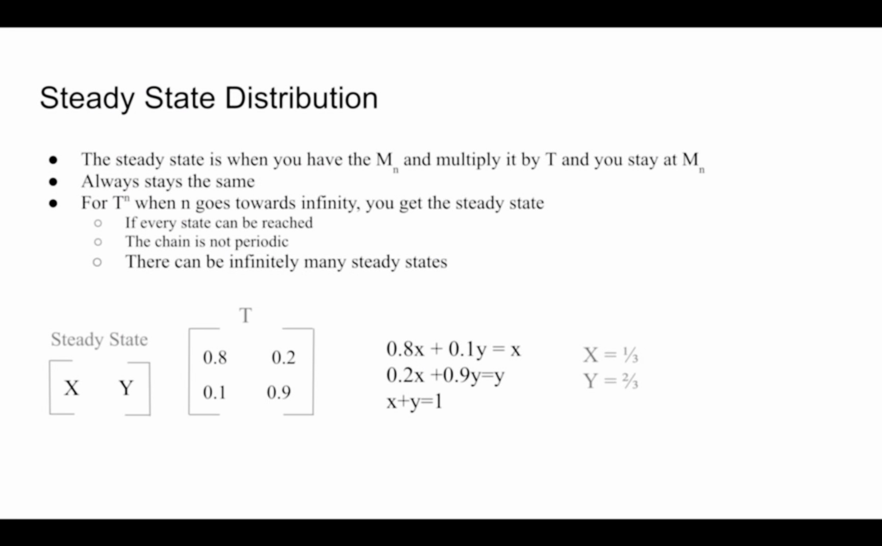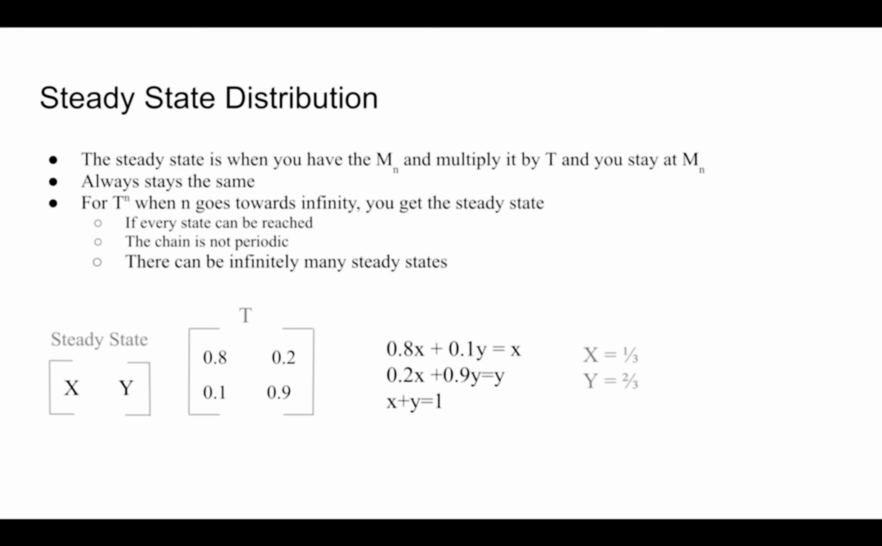And if the chain is not periodic, which means the number of steps it takes to reach another state can't be a multiple of an integer more than 1, meaning if you're at B, you have to be able to get directly to A, not to C, then to A. If these two contingencies aren't met, then we don't have a unique steady state. You can either have infinite or just multiple.